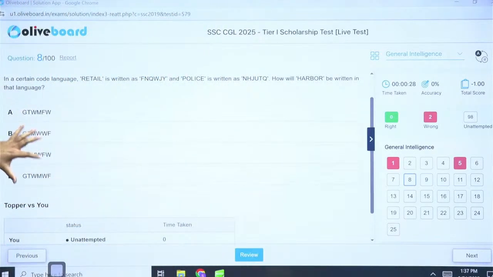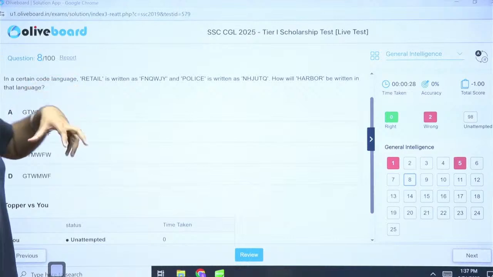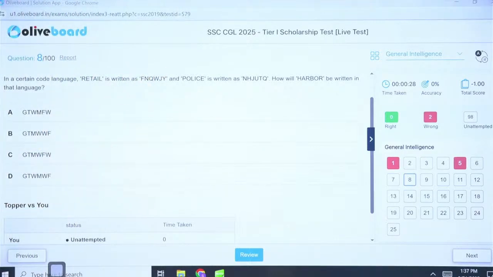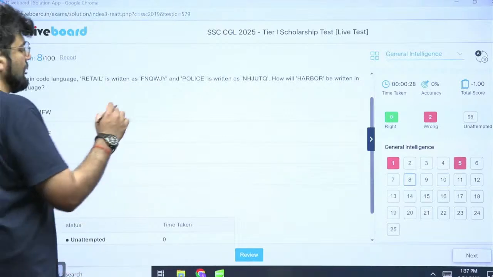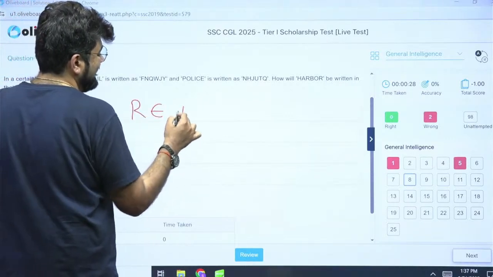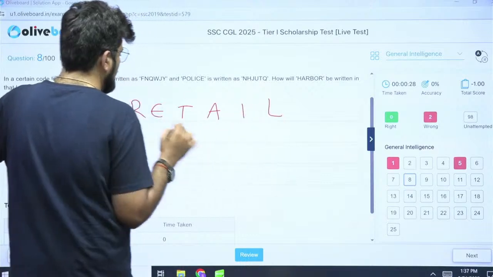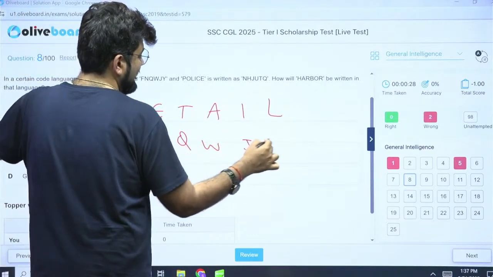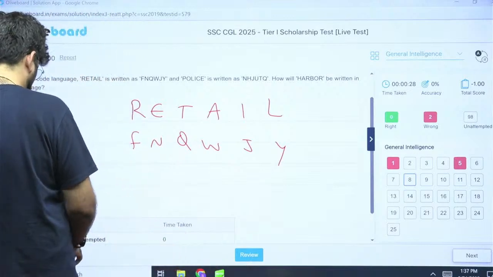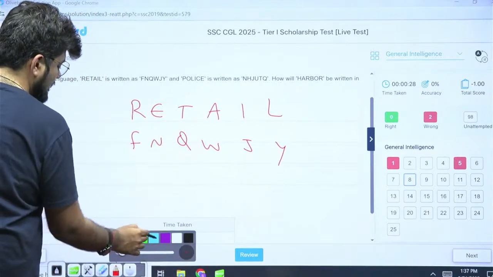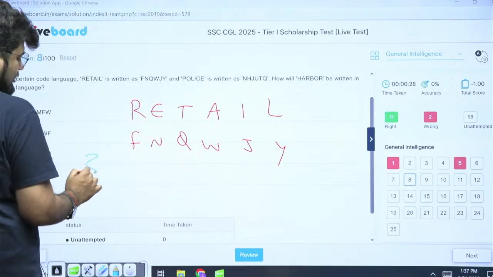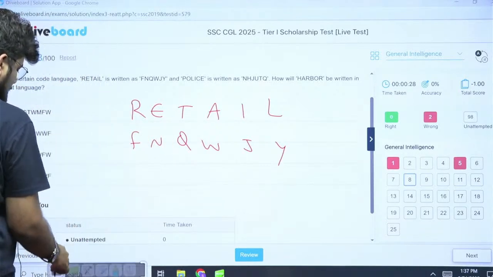And the same you will feel in this question, specifically when you are giving the mock or when you are giving the final exam. Instantly the logics might not click. Now what is happening here? If you observe retail, RETAIL, and you observe FNQWJY, the technique still works, guys, if you are not able to figure something out directly.